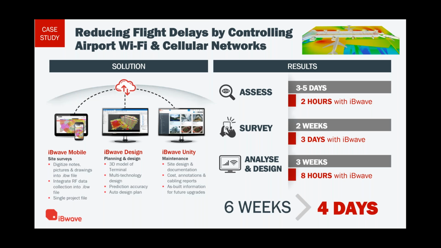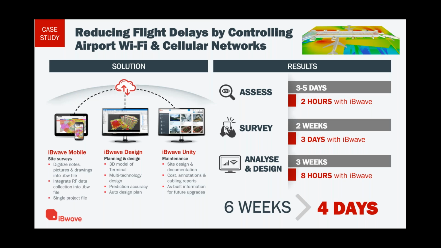In this case study, we also utilize iBwave Unity as the centralized platform for all the airlines. It shortens the time for file exchanging, improves the collaboration between the airlines, and provides a standardized document for all airlines. From the statistics shown here on the right, we have shortened the survey time from 2 weeks to 3 days by using the iBwave survey apps. The airline is now able to assess the network performance in 2 hours.